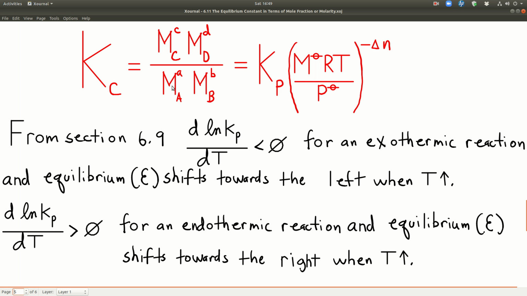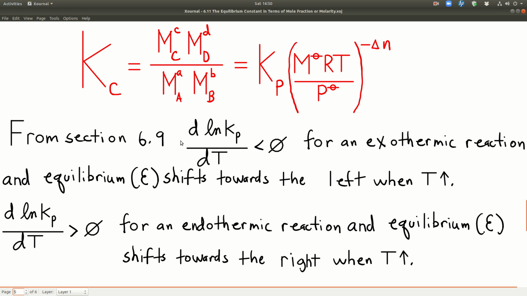If we divide through by this expression in the parentheses here, if we want to calculate Kc from Kp, it's just Kp times this expression to the negative delta N. Once more, if delta N is 0, Kp equals Kc, otherwise they're going to be different numbers. All right, so temperature and pressure dependence of these equilibrium constants.